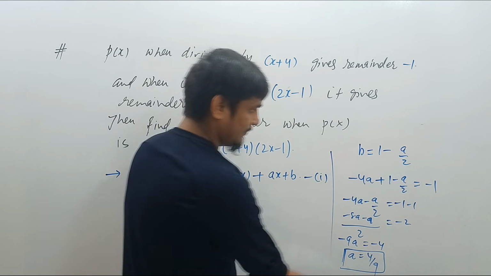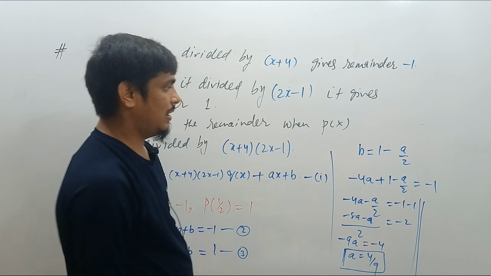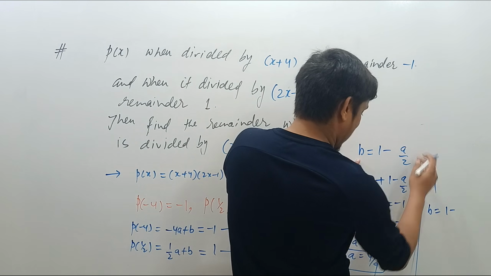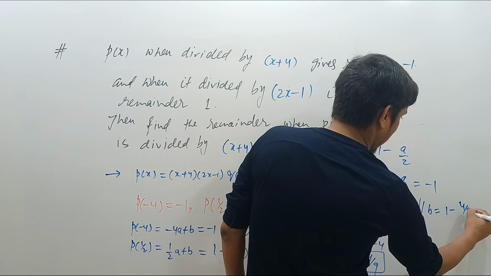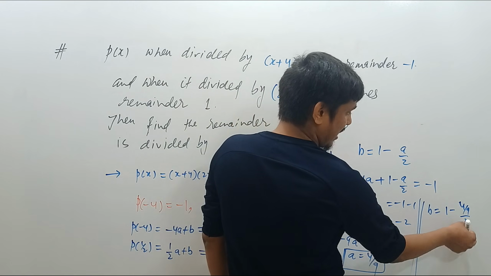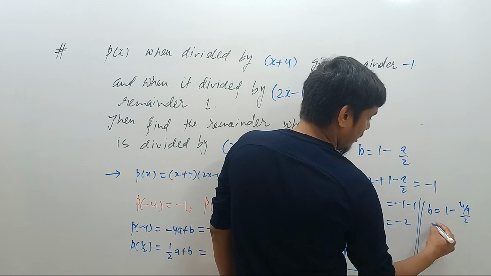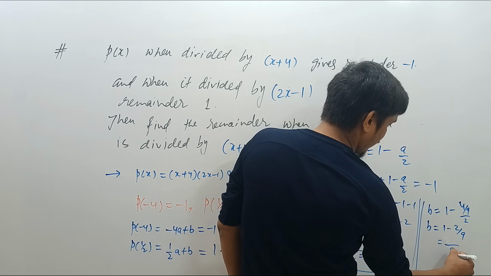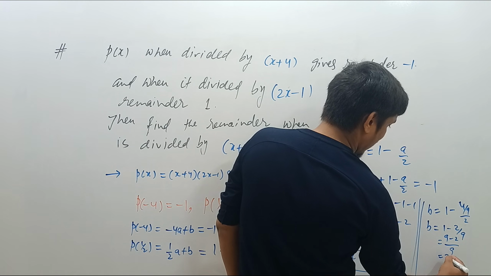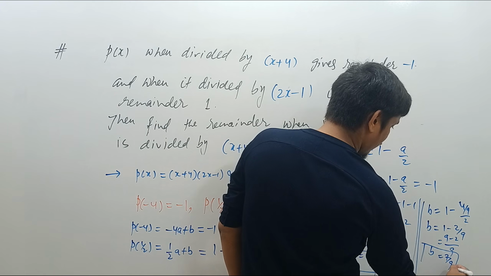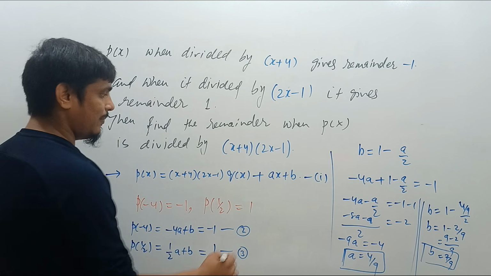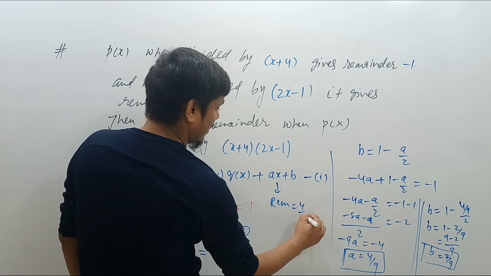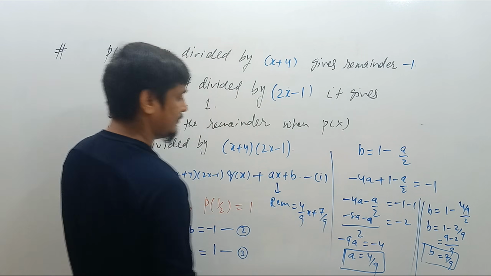Then what will be the value of b? Substitute in this equation. b is equal to 1 minus a by 2, which is 4 by 9 over 2. This 2 will cancel 4 two times, so this is 2 by 9. So b is equal to 1 minus 2 by 9. 9 minus 2 is 7, so b is 7 by 9. So we got the values of a and b. It means the remainder ax plus b is 4 by 9 times x plus 7 by 9.